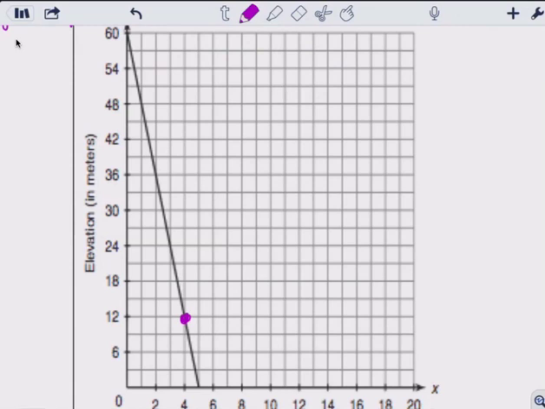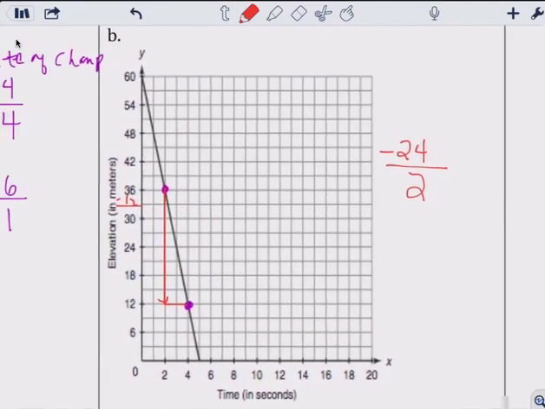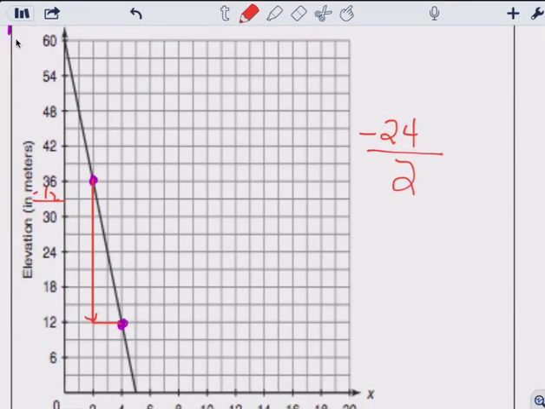2, 36. Perfect. Okay, our rate of change in this case is going down. It went down, right? So that has to be negative. It went down from 36 to 12. 36 minus 12 is 24. Down 24, and over from 2 to 4, down 24 over 2. That's your rate of change.